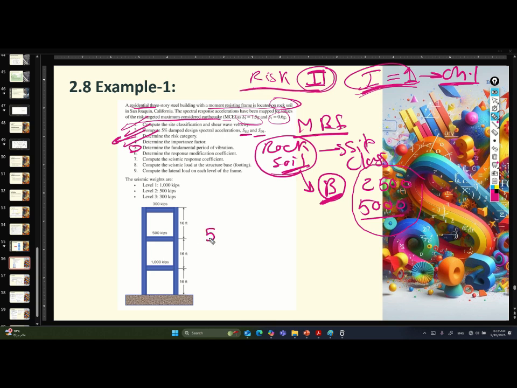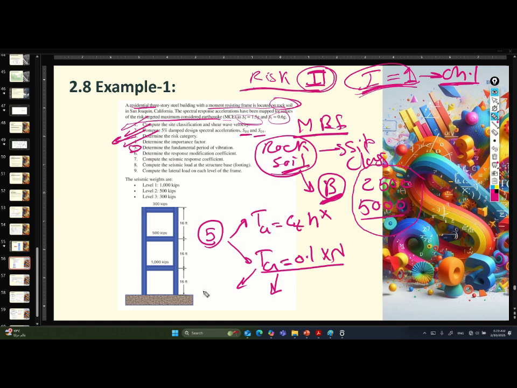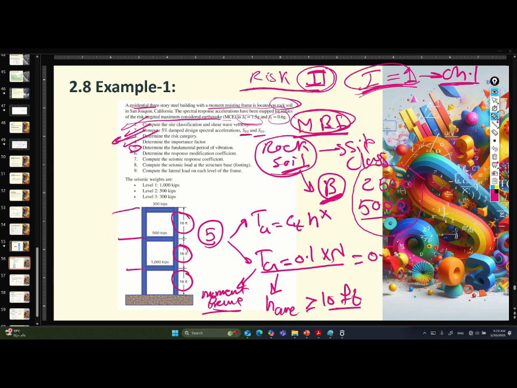So we have two approximate methods. The first method that we know about: T approximate is equal to Ct multiplied by h to the power x, and T approximate is equal to 0.1 multiplied by N, depending on two cases, if you are using a moment frame. So I am using a moment frame, and the average story height is more than 10 feet. I am using a moment resisting frame, and my average is 16, as you can see. So this one will give me 0.1 multiplied by 3 stories. I have 1, 2, 3, so it will give me 0.3.